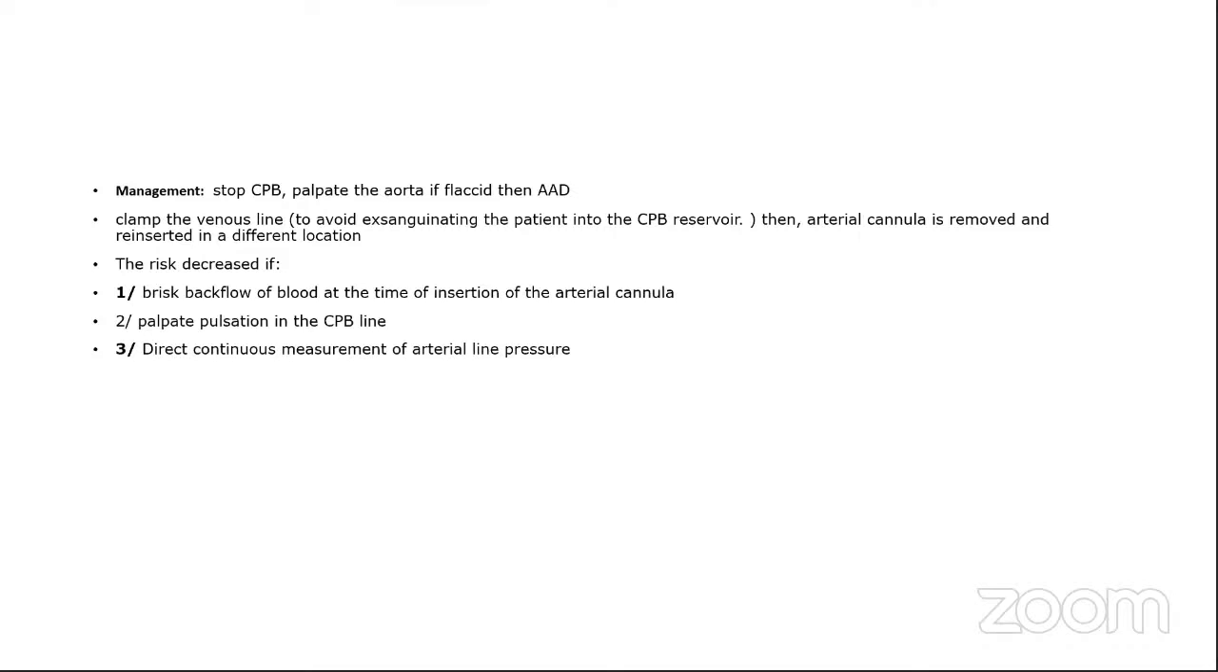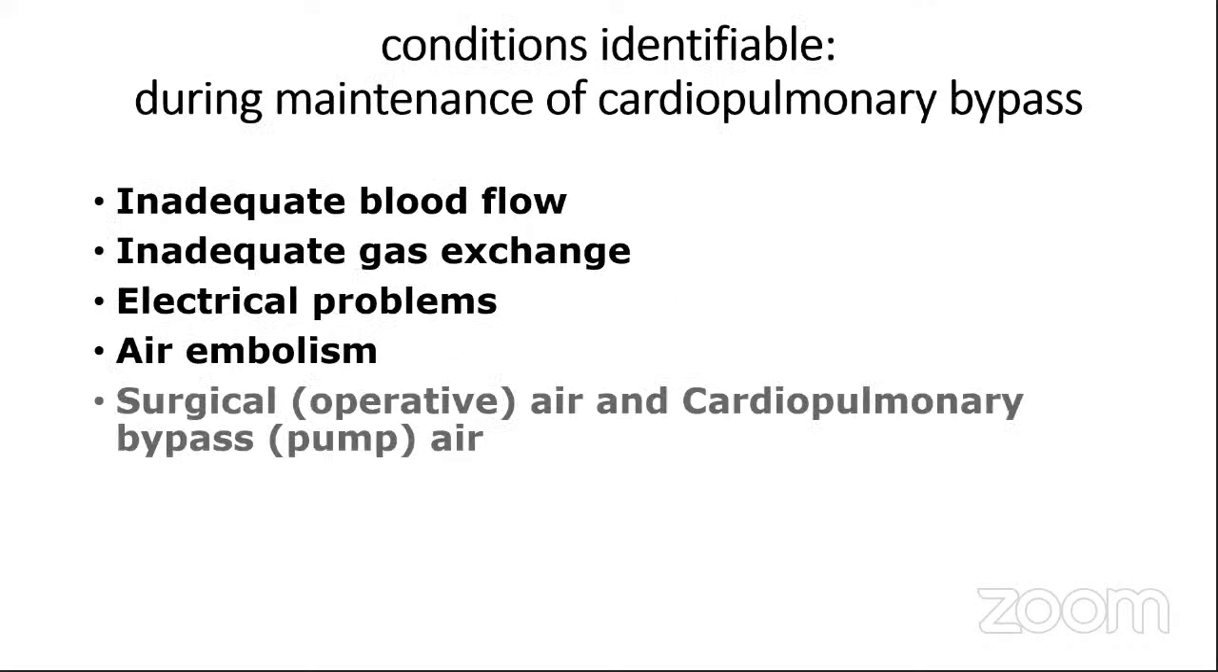And this can be done by electronic transducer or aneroid gauge. This is all for the initiation. Then after that, the conditions that occur during maintenance of the cardiopulmonary bypass.